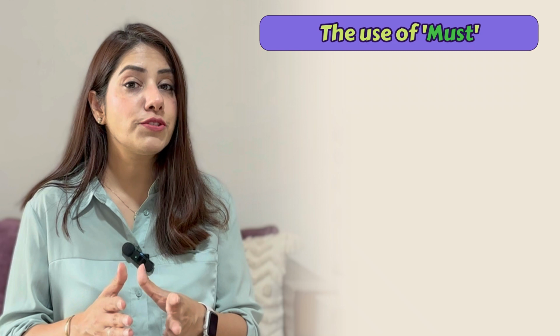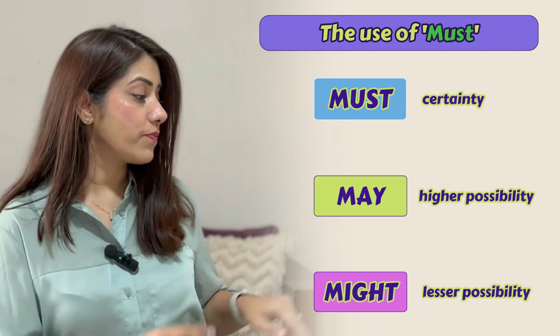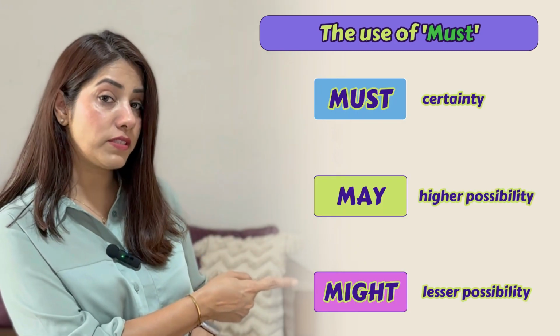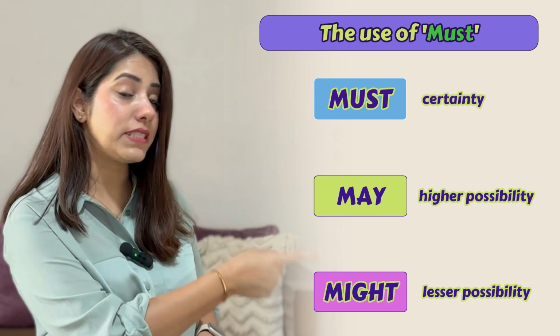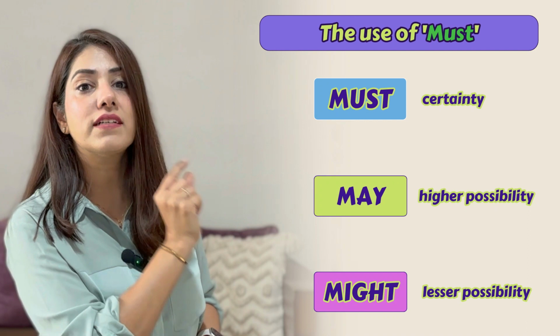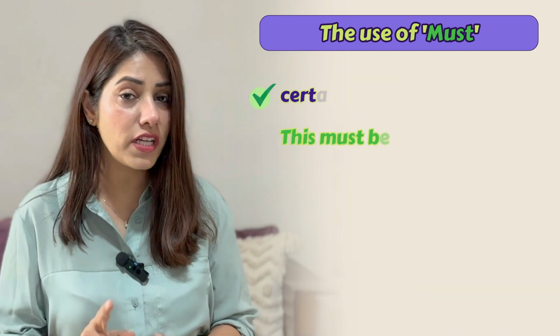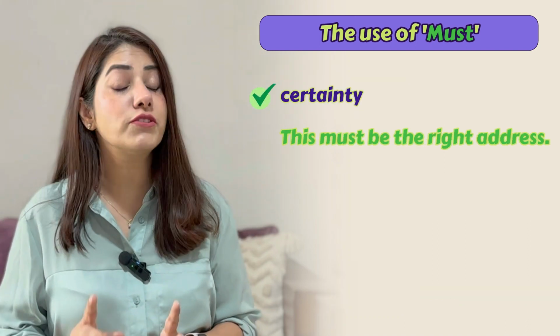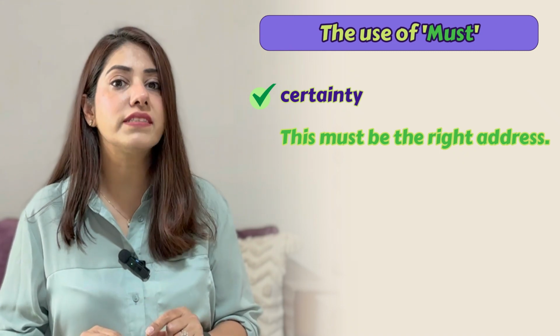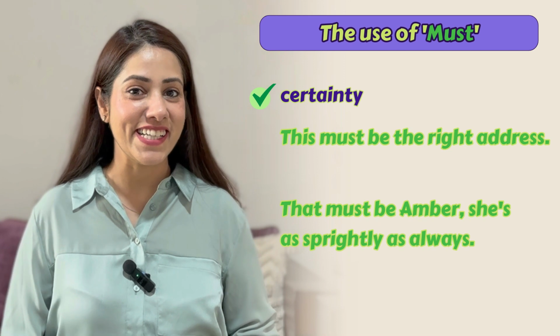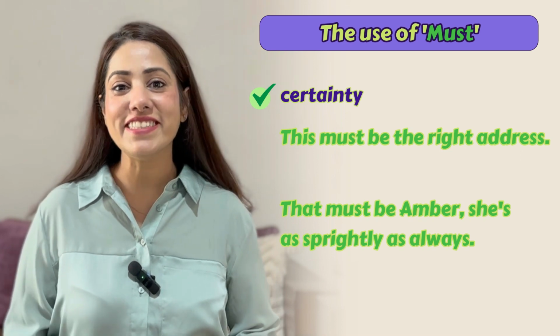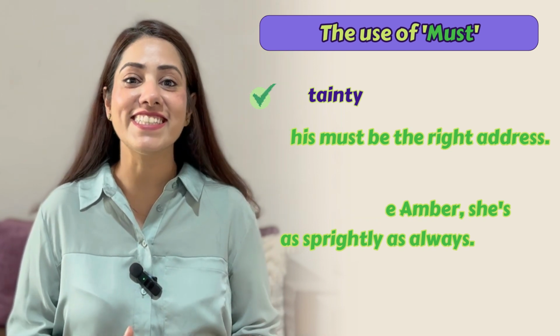The use of must. Must is used to express certainty. Might is here for the lesser possibility, may for more possibility, must for certainty. This must be the right address. So here you are certain that this is the right address. That must be Amber. She is as sprightly as always. So here it is reflecting certainty.